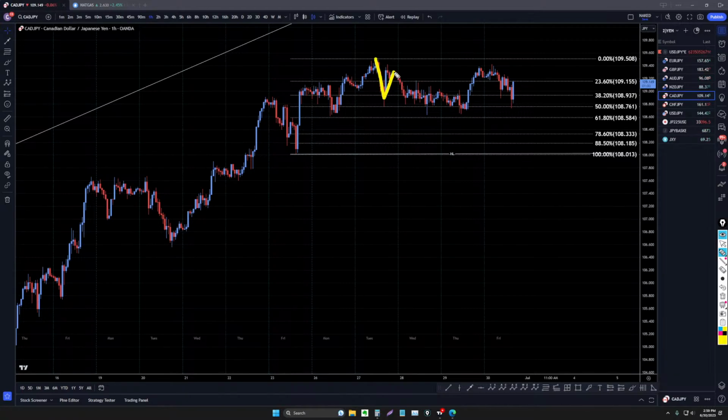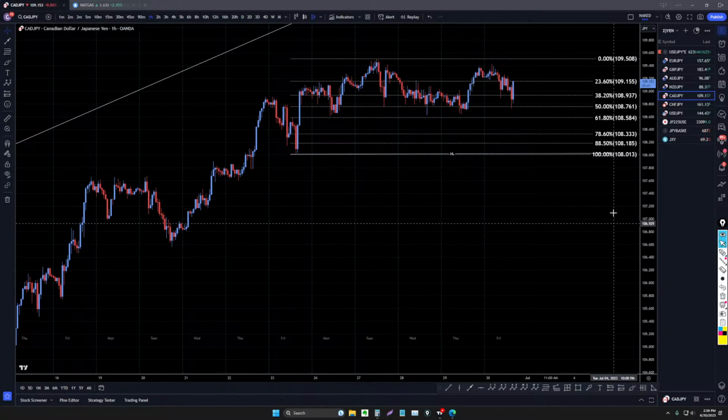Look at that. 1, 2, 3 waves down, go long. 1, 2, 3 waves down, go long. 1, 2, 3, 4, 5 waves down, go long. 1, 2, 3 waves down, go long.